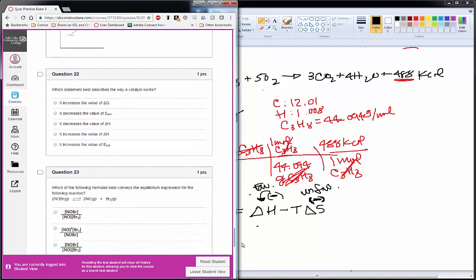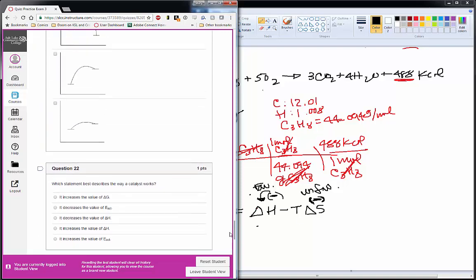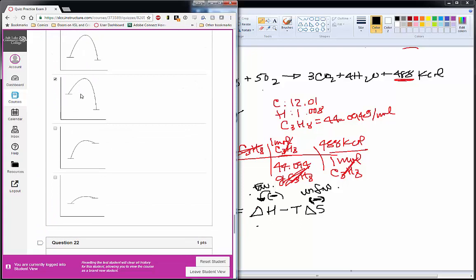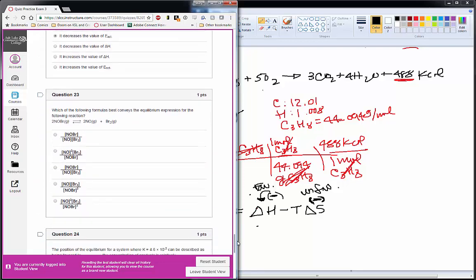Next, what describes the way a catalyst works? This is one of your homework questions. Catalysts make reactions go faster, and since the rate of reaction is based on the size of your activation energy, then in order to make it go faster, it must lower that activation energy. So it decreases the value of the energy of activation.